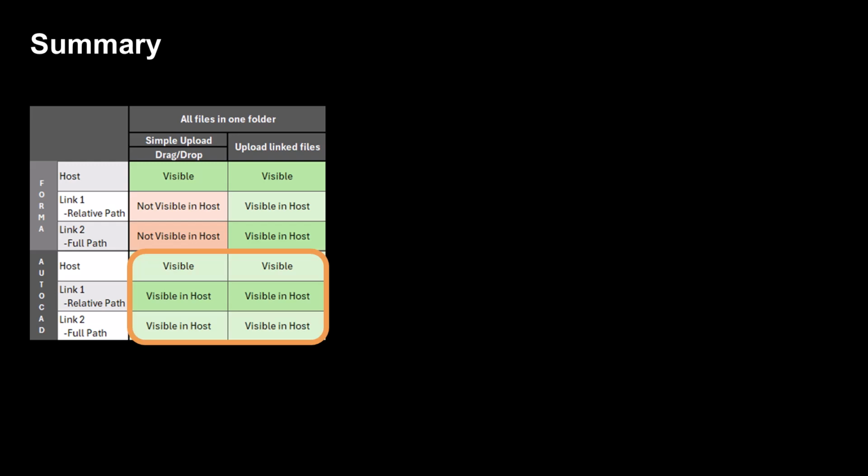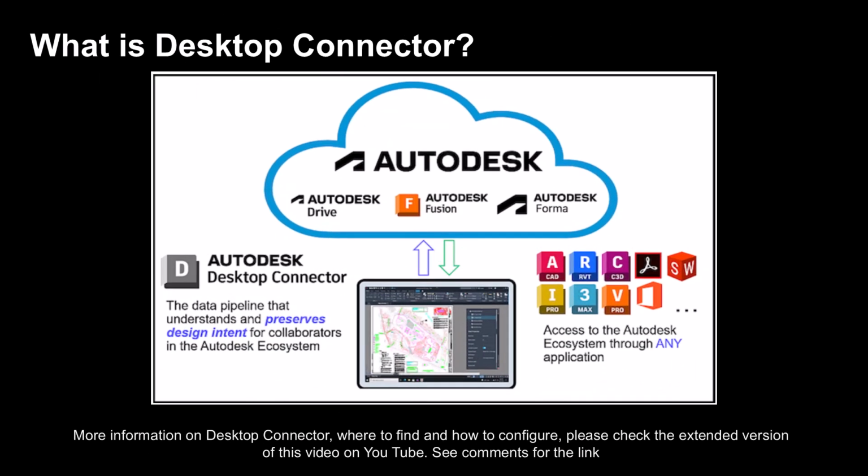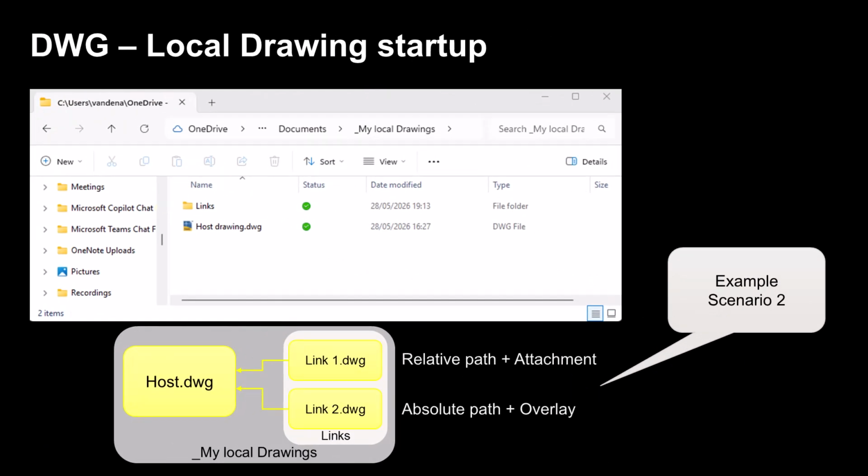Now, before moving to scenario 2, let's take a quick look at what Desktop Connector actually is. Desktop Connector is a program that runs on your desktop and it creates a virtual drive that acts as a bridge between the local file system and data in the Autodesk Cloud. Once installed, you can read or write files to those virtual folders on your local drive, and those changes will automatically sync to the cloud. So it's actually similar to how Microsoft OneDrive works. Now we know more about Desktop Connector, let's check scenario 2.